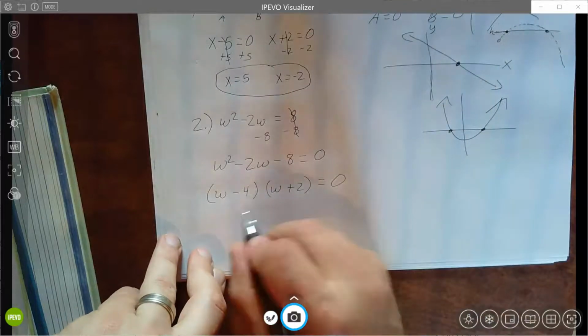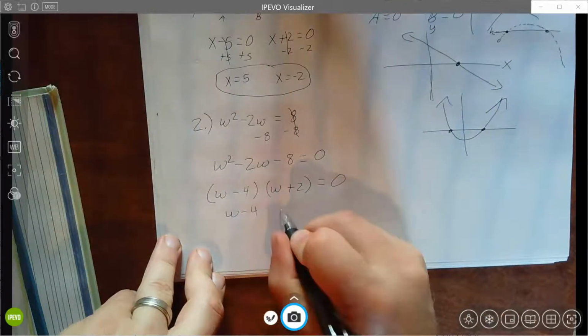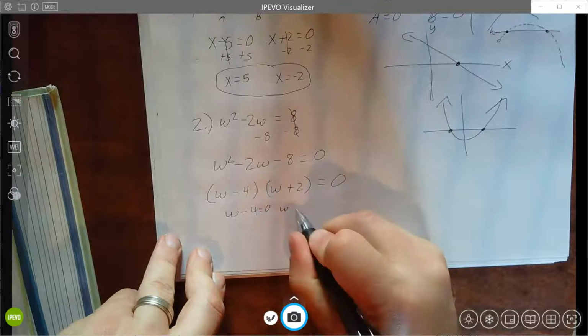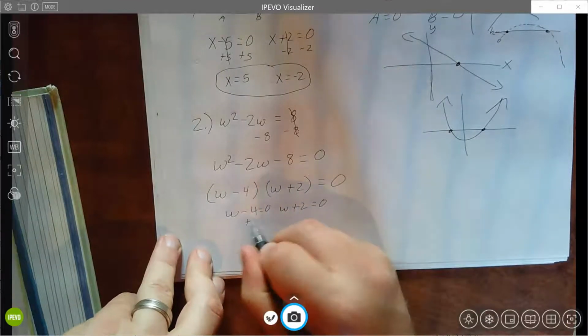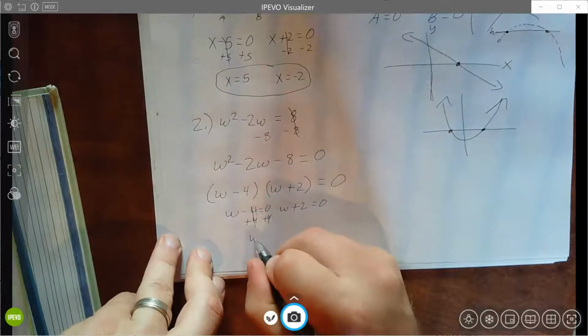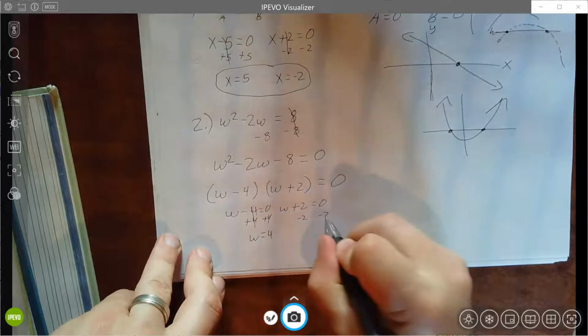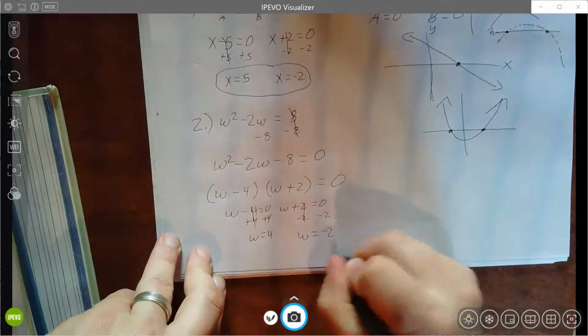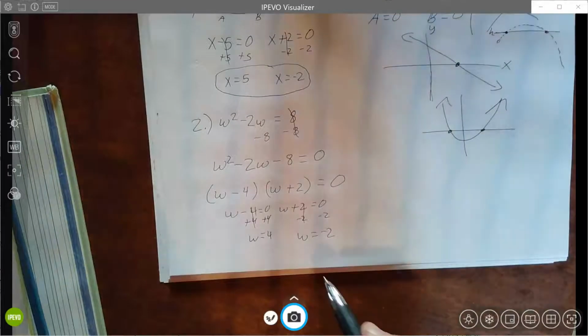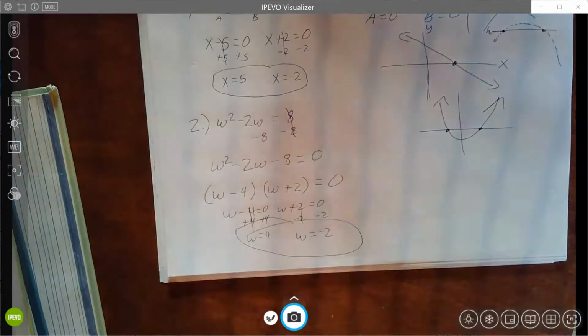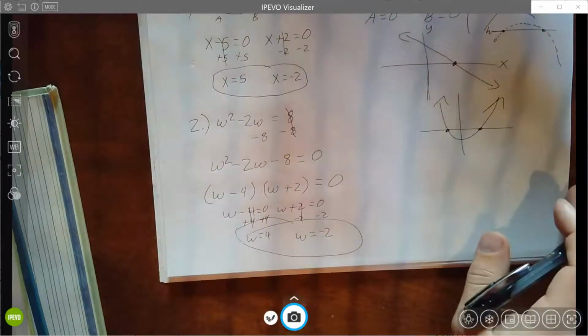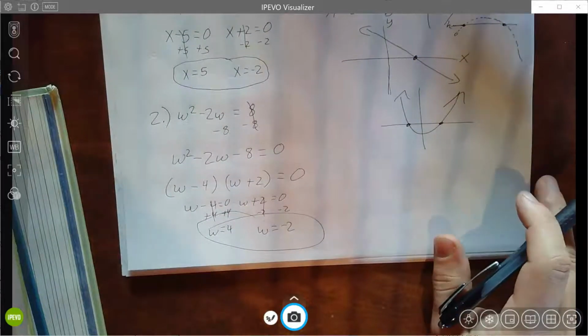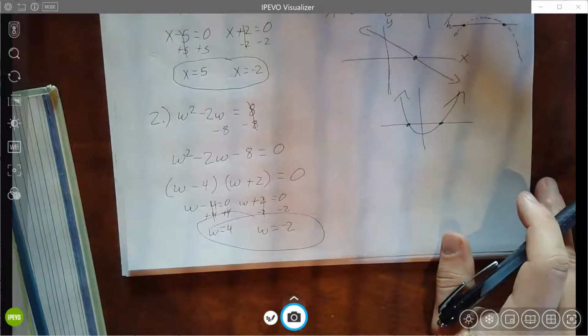So now we set both of these equal to 0. I add 4. I get w equals 4. I subtract 2. I get w equals negative 2. Those are my two answers. All right. Let's do a few more.